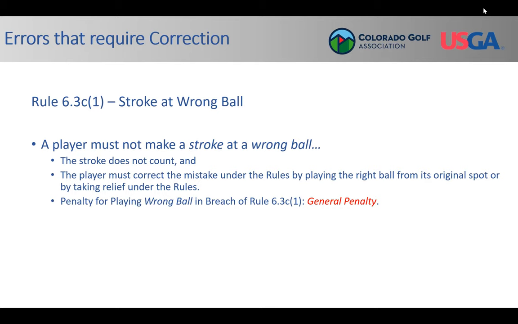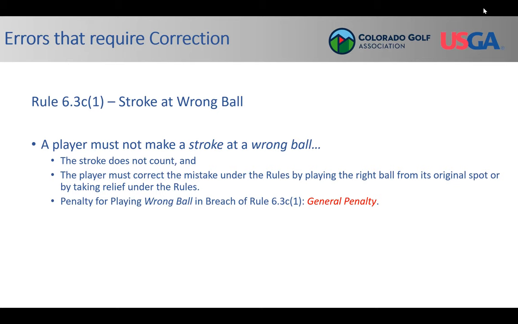If for some reason we play a wrong ball and we continue with it, all those strokes we make with the wrong ball are also not going to count. It's still a wrong ball. A wrong ball is not in play for us, and a ball that is not in play can't count for our score. So none of those strokes are going to count, whether it's one stroke or five strokes. They're all going to go away. The general penalty is still going to apply, because that applies to our score no matter what.